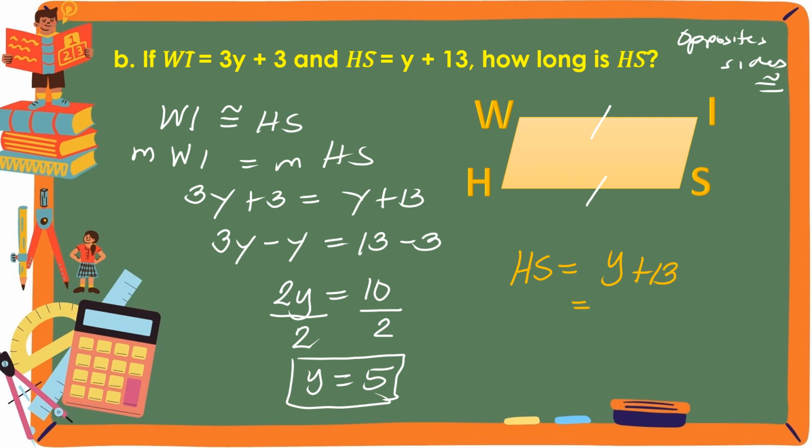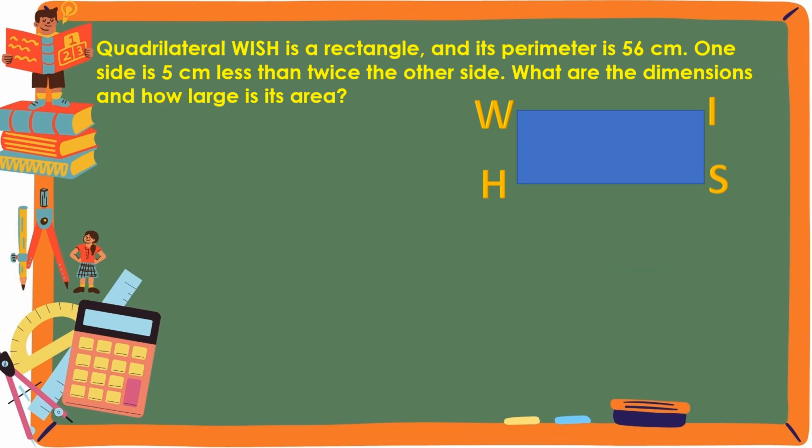So, ibig sabihin, ano ba yung ating y? 5. So, 5 plus 13. So, that is 18. Okay, let's proceed now to the third.